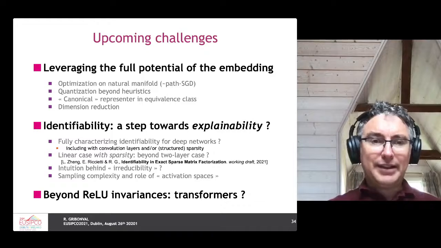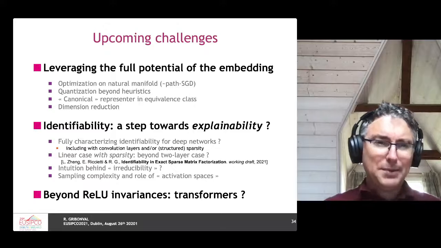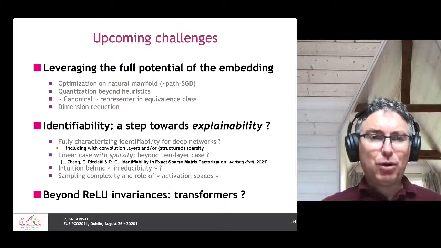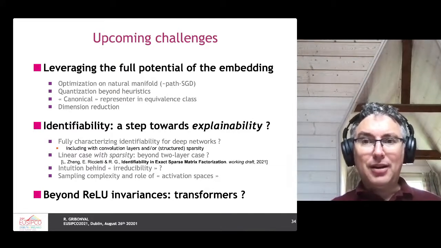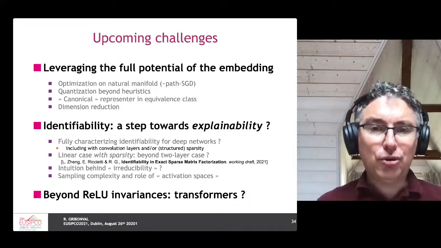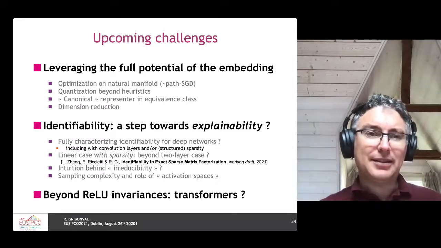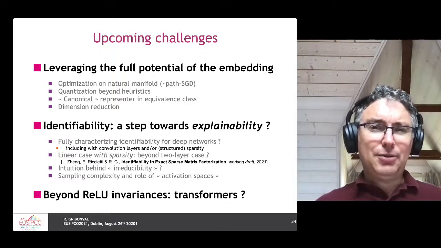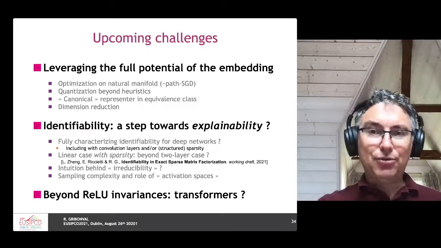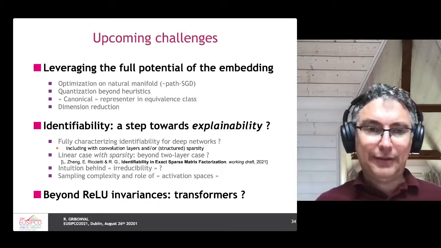Something that I find quite exciting is also the idea that all these tools allow us to consider identifiability problems. Why should we worry about identifiability? Well, probably not necessarily in terms of the meaningfulness of the parameters, but if we want to go towards explainable networks, I think identifiability is an important step, because if the same network can be represented very differently, how can you use the properties of the network to infer something relevant?